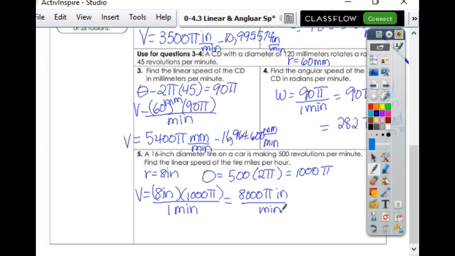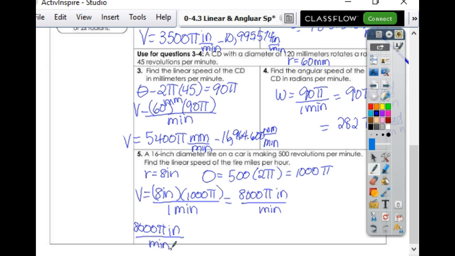But what does it ask for the answer in? Okay, so I want miles per hour. So I'm going to take this answer now. I'm always going to just work it this way. And then at the very end, I'm going to switch to the right labels. So I'm going to take my 8,000 pi. And that's inches per minute.